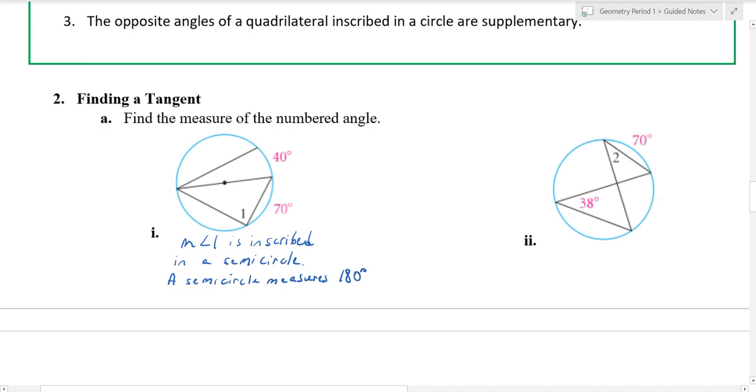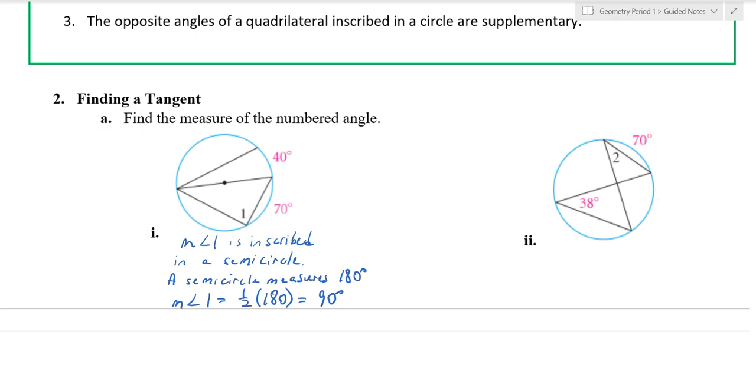That's just by definition of a semicircle. And then we can say that the measure of angle 1 equals 1/2 of 180, which gives me 90 degrees. And there we have that one. That's for number 1. For number 2, we're looking for angle 2.